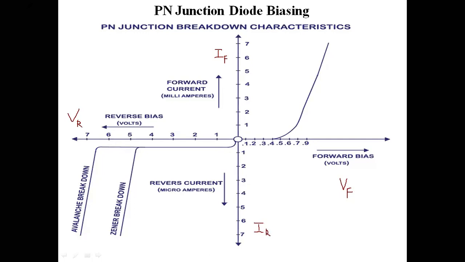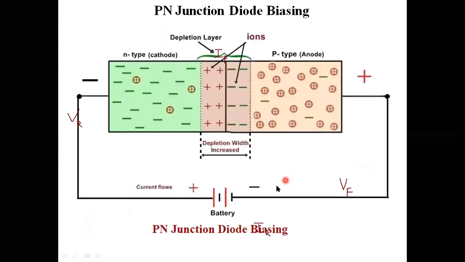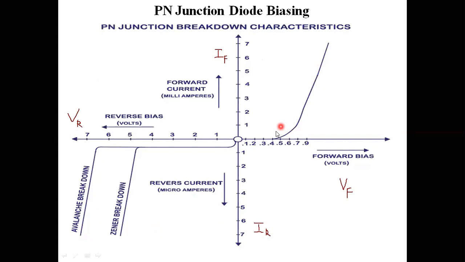Like that I am going to represent here. This is VF, IF, VR, IR. In the forward direction, voltage is applied in the forward direction. This is the forward voltage. Positive voltage is applied to the PN junction diode, then the flow of current increases very drastically. By increasing this voltage, I can obtain an increase in the current value also.